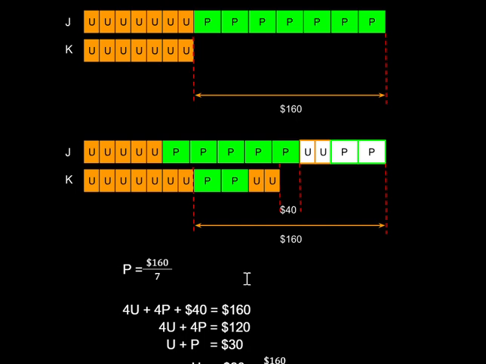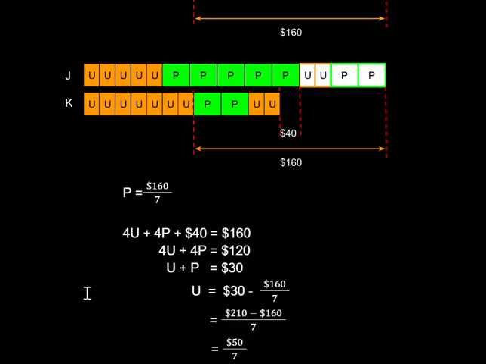Once I got it, it becomes straightforward. 4U plus 4P is equal to $120, because I moved the $40 over. Then 4U plus 4P is 120, so U plus P will be equal to $30, simply dividing by 4. And U is equal to $30 minus P.